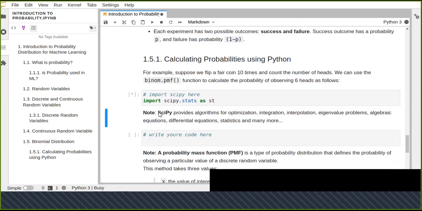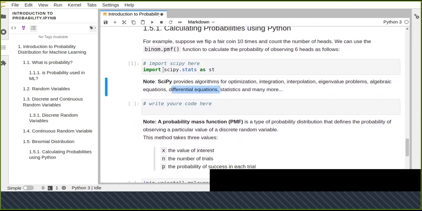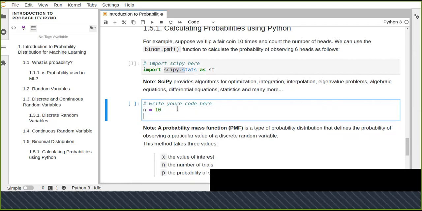SciPy provides algorithms for optimization, integration, interpolation, eigenvalue problems, algebraic equations, differential equations, statistics, and many more. SciPy is generally focused on mathematical equations and statistics. So this is a powerful Python library to calculate probabilities and statistics, especially for statistical analysis. We are given the number of experiments or trials, that is n is 10, and then we calculate the probability of observing 6 heads.